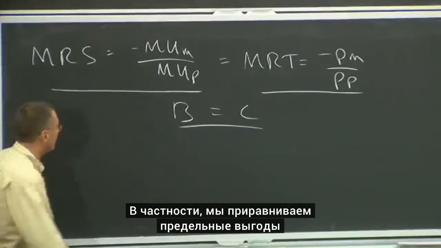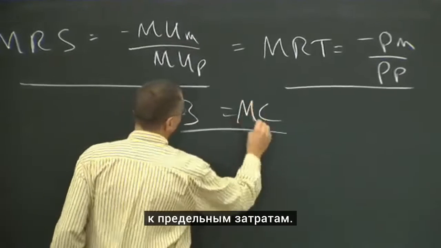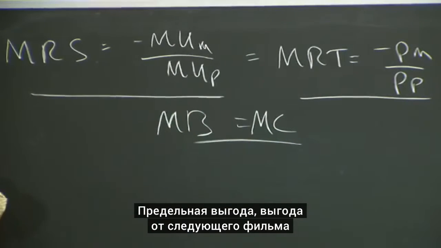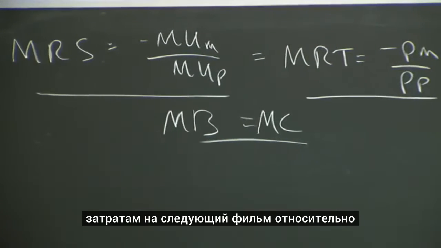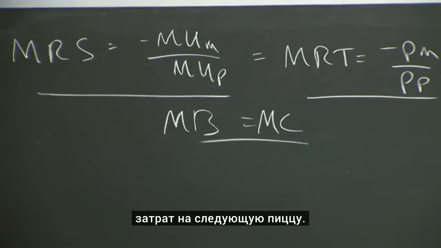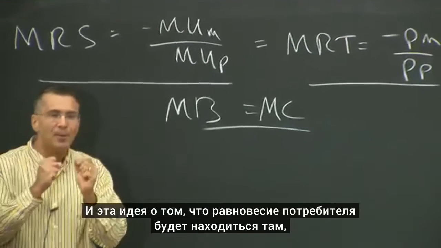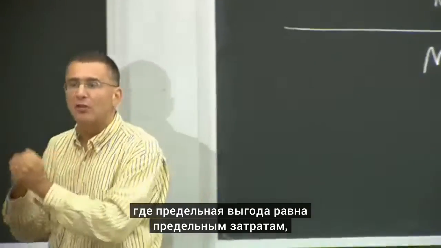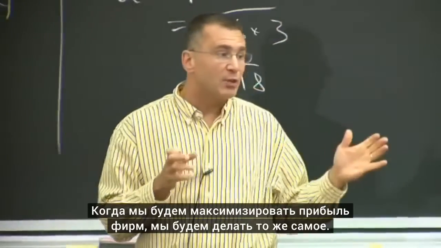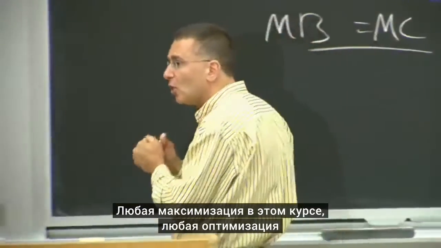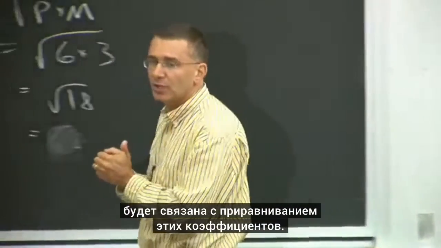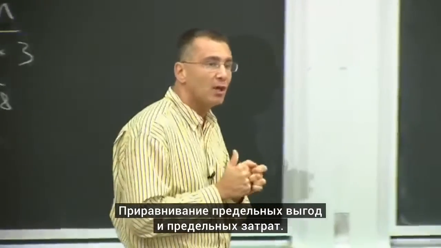So what we're saying here is we're setting benefits equal to costs. In particular, we're setting marginal benefits equal to marginal costs. The marginal benefit, the benefit to you of that next movie in terms of pizza, has got to be equal to the marginal cost, the cost to you of that next movie in terms of pizza. And this notion that the optimum will be where marginal benefit equals marginal cost will pervade the whole course. When we do firm maximization, it'll be the same thing. Any maximization we do in this course, optimization will be about equating these margins, setting the marginal benefits equal to marginal costs.